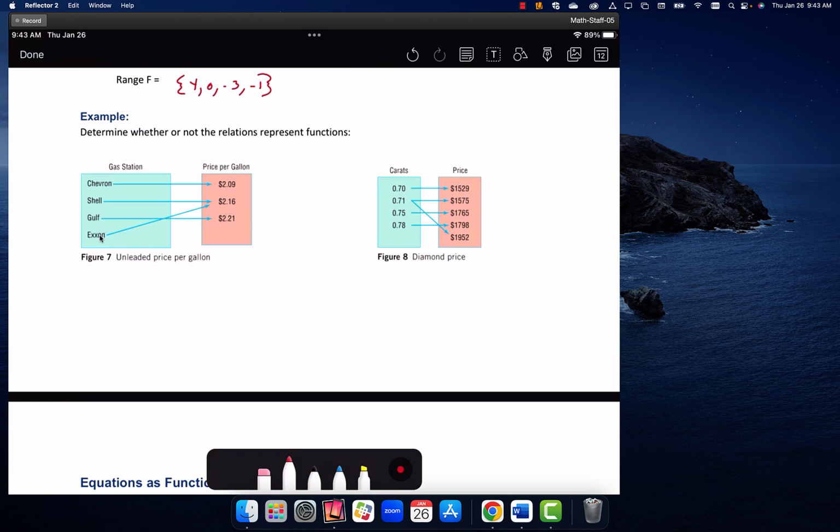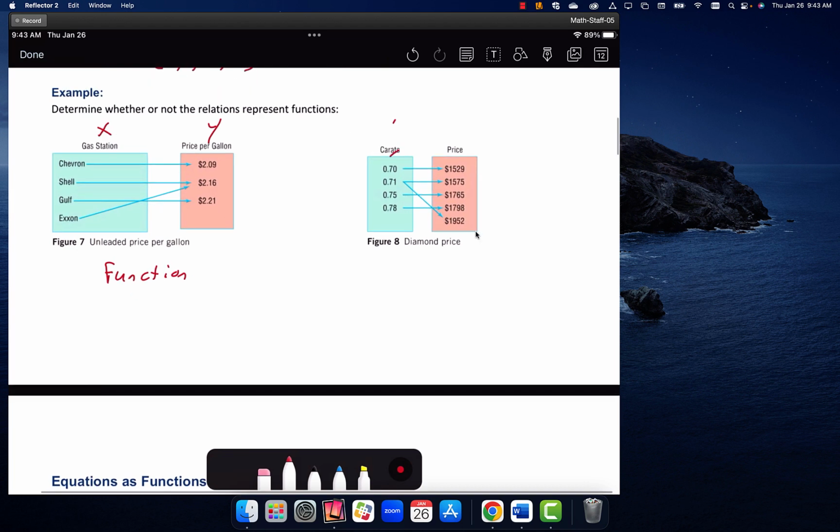So every x gets mapped to exactly one y value. That means this is a function. You can think of this as your x's and your y's, or your domain and your range. Every gas station has exactly one price. Whereas in this example, notice 0.7 carats corresponds to one price, 0.71 carats corresponds to two different prices. So if we think of this as an x and a y value, this 0.71 is corresponding to more than one y value, which means it is not a function.